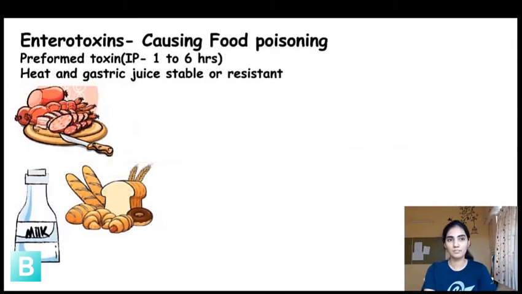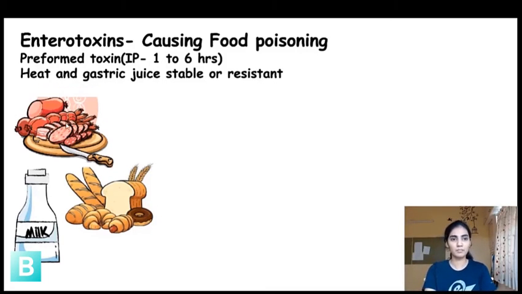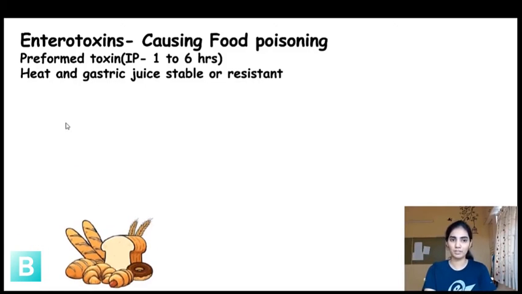Let's look at the last toxin, that is the enterotoxins, which cause food poisoning. It is a preformed toxin. The toxin is already formed in the food. It is usually seen in cooked food because it is heat stable. It can resist the heat, and it can also resist the gastric juice. So it is usually seen in processed meat, milk products, and bakery products.